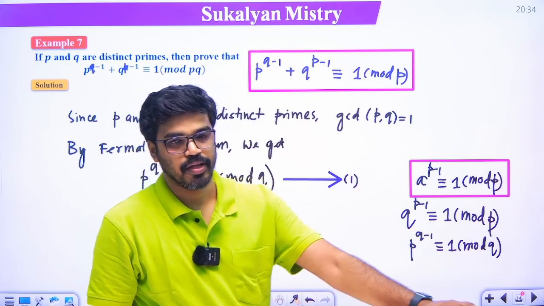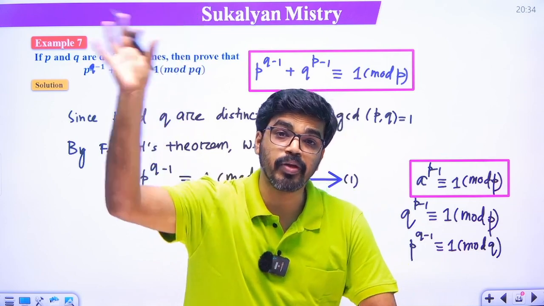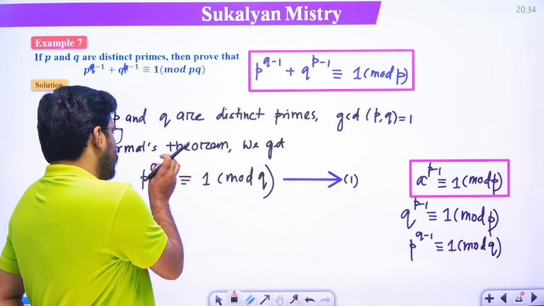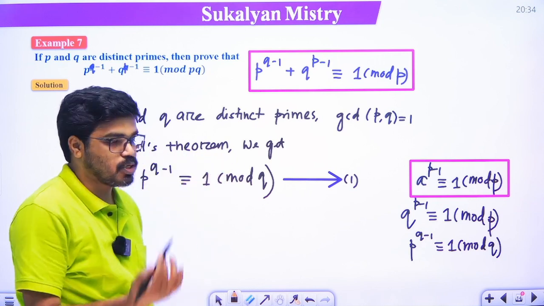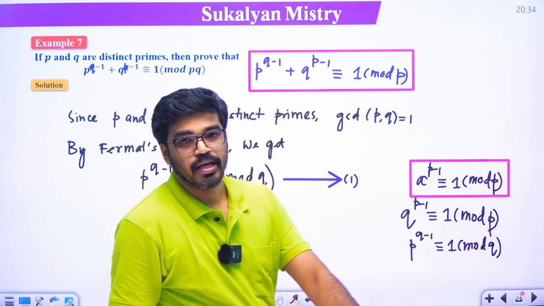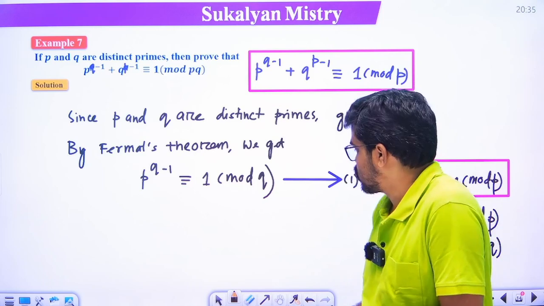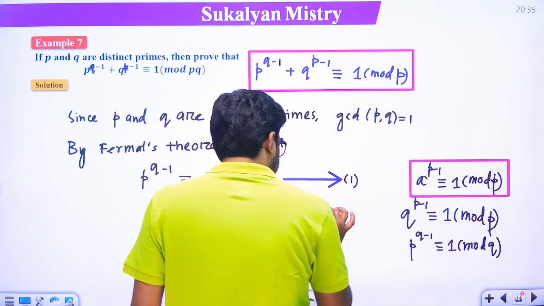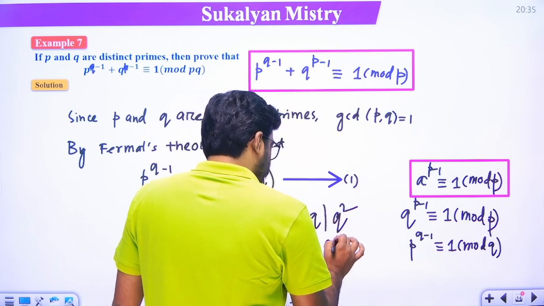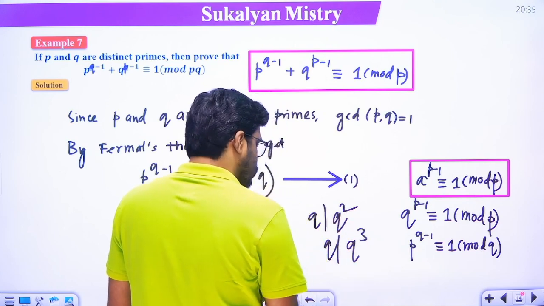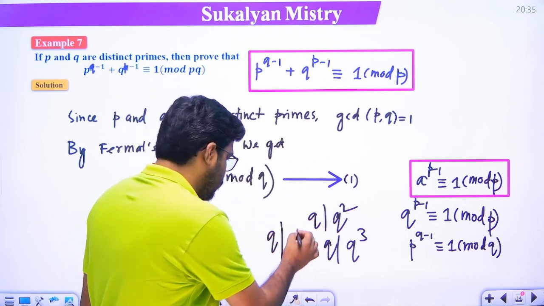A to the power p minus 1 is congruent to 1 modulo p, and p to the power q minus 1 is congruent to 1 modulo q. Now just see, q obviously divides q, right? Q certainly divides q, and divides q squared, and certainly divides q. So we can write q divides q to the power p minus 1.